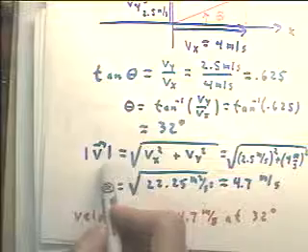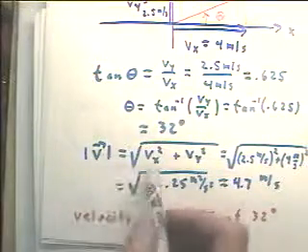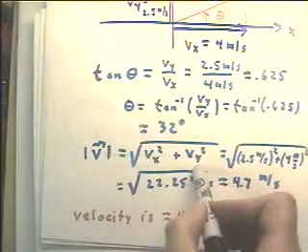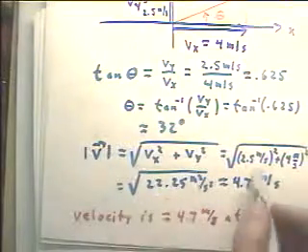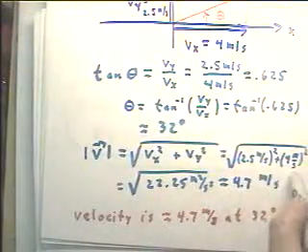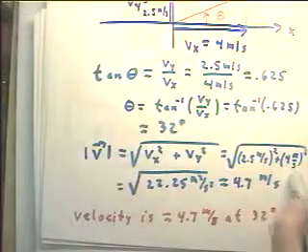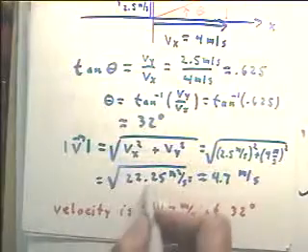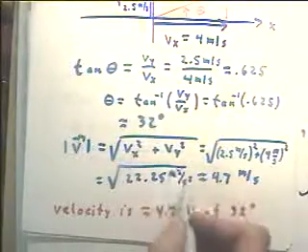We do that for the present example. We add the squares of the two components of the vector, the 2.5 meters per second and 4 meters per second components, and adding the squares of those components, we get 22.25 meters squared per second squared.